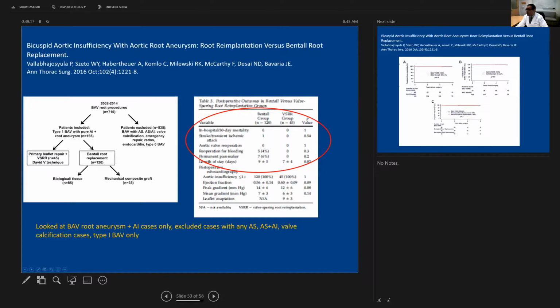You can see here, out of 165 patients with root aneurysms with bicuspid aortic insufficiency, 45 received root reimplantation and 120 underwent root replacement. We found no difference postoperatively in outcomes. Mortality, stroke, and reoperation rates were 0. There were slightly higher pacemaker rates in the root replacement group compared to the valve-sparing root reimplantation group, and length of stay was no different.